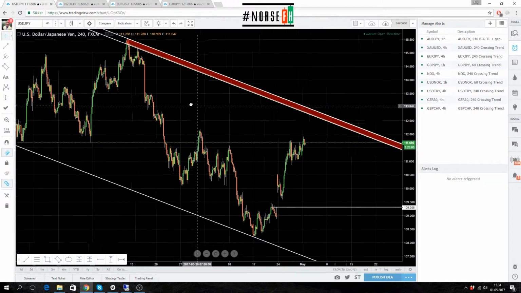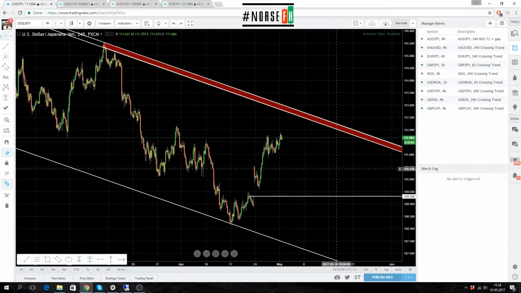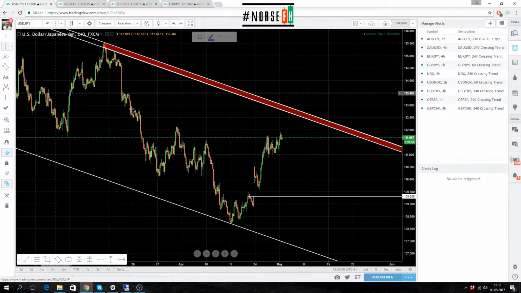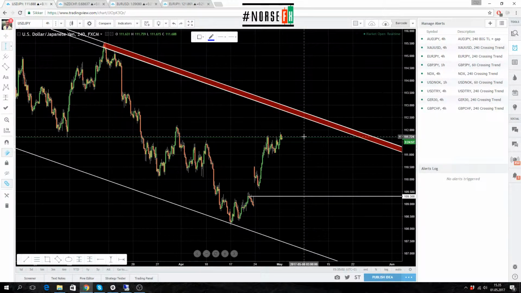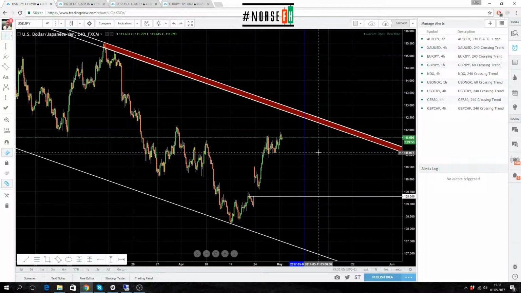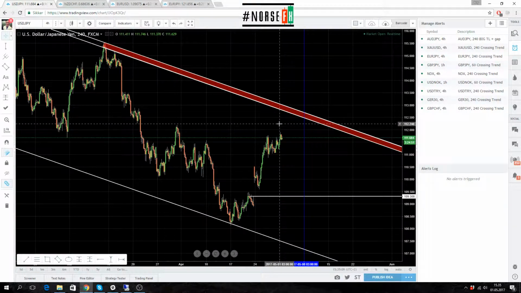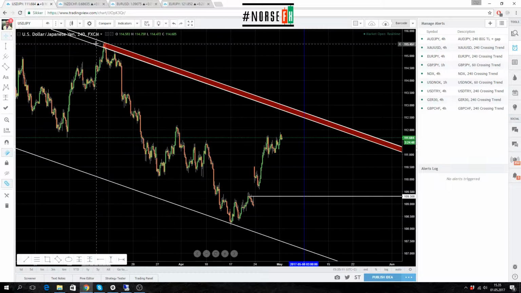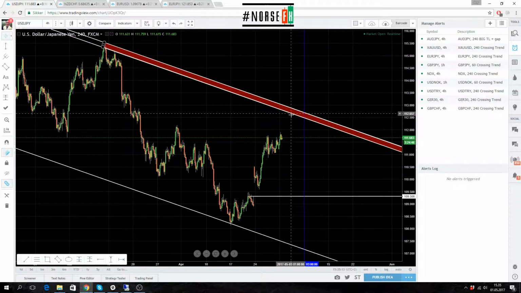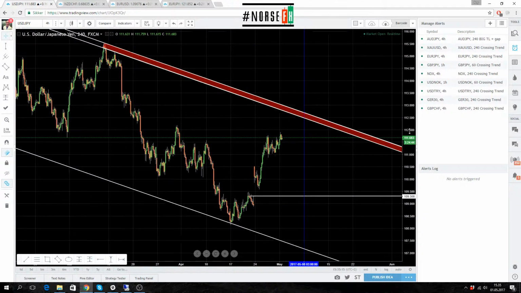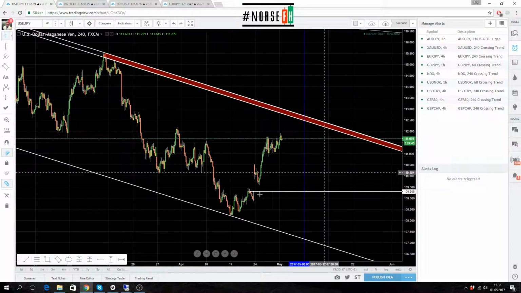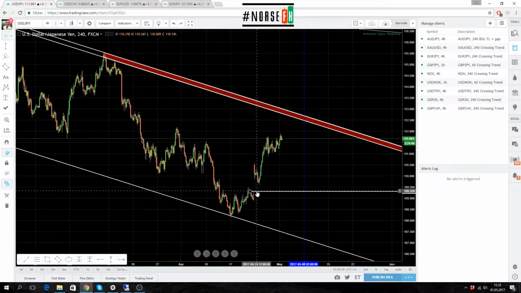So the week ends in 5 days. This is the end of the week. This is the 4-hour chart. What I'm waiting for now is a touch of this upper channel trend line or the upper parallel projection. I will then go short on the dollar yen, targeting the open gap.